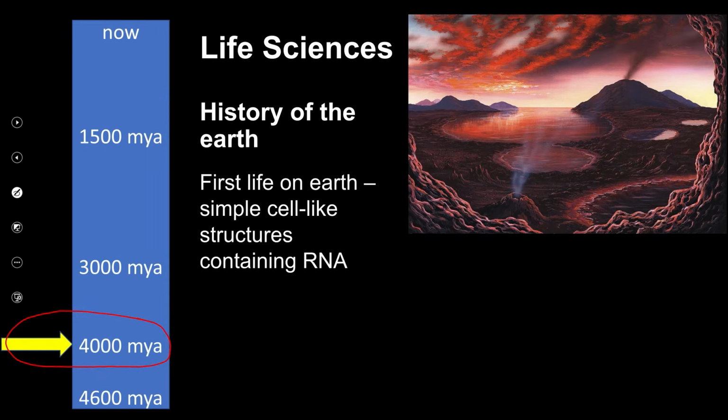About 4,000 million years ago, the first life on Earth came into being. These were simple cell-like structures, not even proper cells, and they didn't contain DNA, they contained RNA. But they were alive.